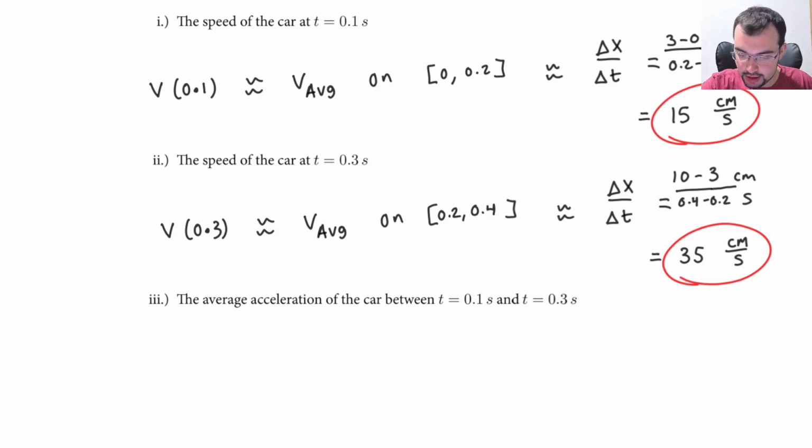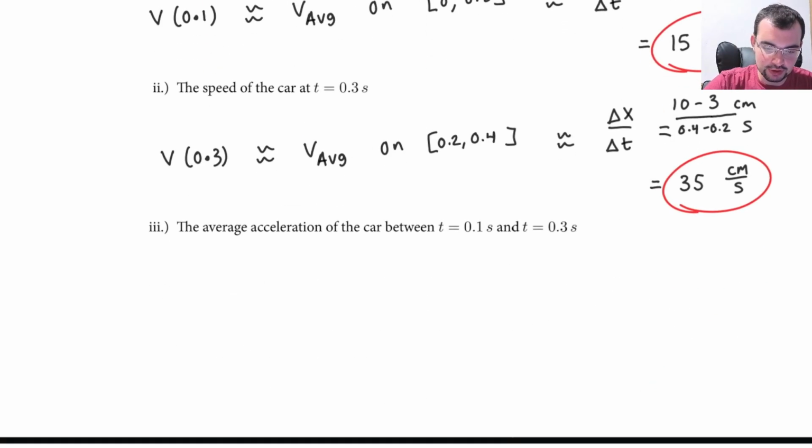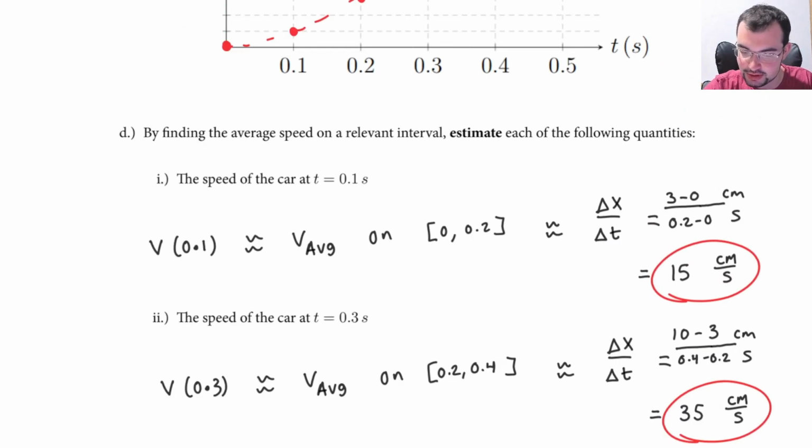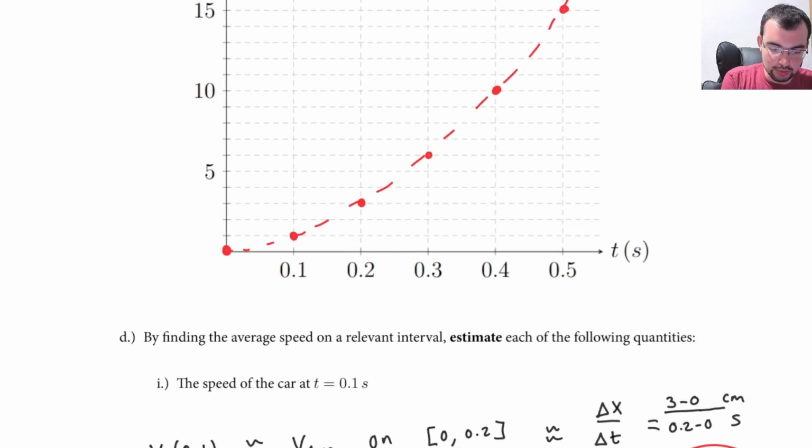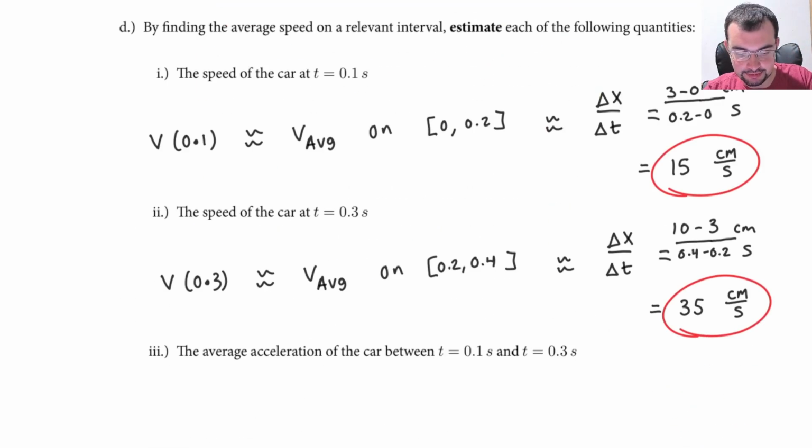Huh, that's definitely bigger, right? That should make sense. If we are speeding up, we should definitely have an average speed that's getting bigger with time as we shrink these intervals, right? The 0.1 estimate is definitely going to be lower than the 0.3.